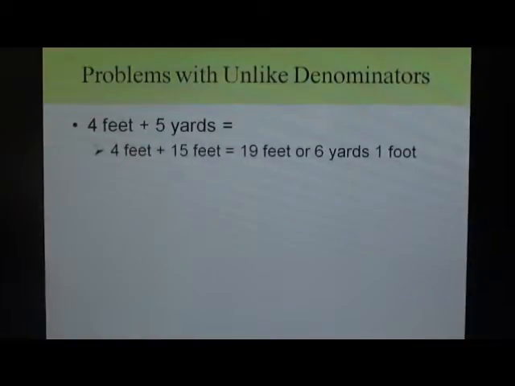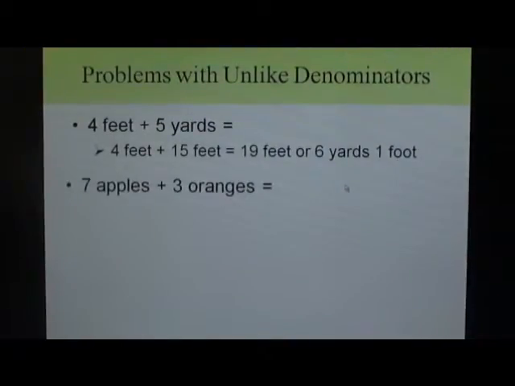So the way we could solve that problem would be to change the larger unit, yards, into feet. If you know your conversions here, 1 yard equals 3 feet. So 3 times 5 is 15. Now we're on an equal footing. We have the same size units being added, and when we add them up we get 19 feet. Of course, it can be converted later on back into yards.